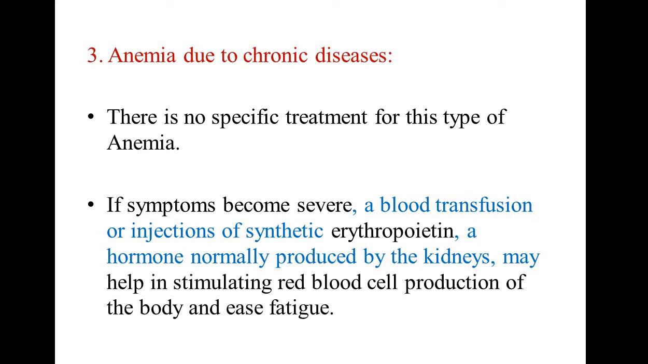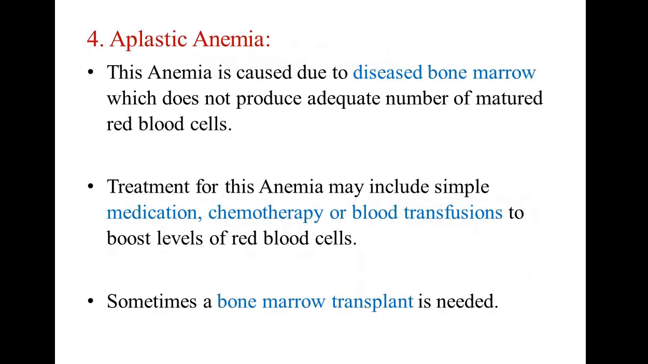Third one, that is anemia due to chronic diseases. There is no specific treatment for this type of anemia. If symptoms become severe, the possible treatment is blood transfusion or injection of synthetic erythropoietin, which is a hormone normally produced by our kidneys, and may help in stimulating RBC production of the body and in fatigue condition.